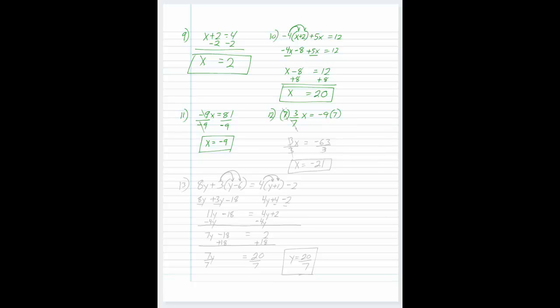Here's why I like this so much. On the left side, this 7 and this 7 will cross each other out, leaving 3x. On the right side, negative 9 times 7 is negative 63. Okay, 3x is the same as 3 times x. So to get x alone, let's do the opposite. That means we will divide by 3.